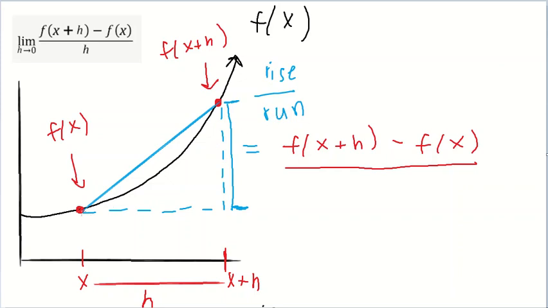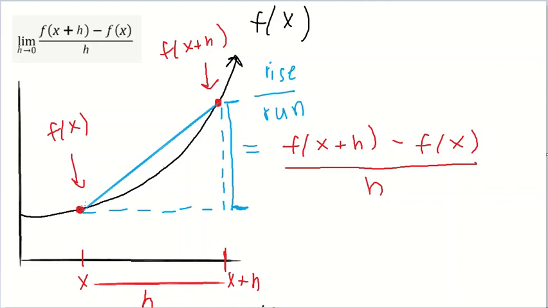So now what's the run? Well, the run should be this horizontal distance, so this side of our slope triangle. And we decided that that horizontal distance right there is just h. We decided to label that distance as just h. So our run is going to be h. So hopefully now you're seeing that this expression looks a lot like what we have up here. So without the limit part, if we're just looking at the f of x plus h minus f of x over h, that represents the slope of this blue line, right? It's a rise over run.